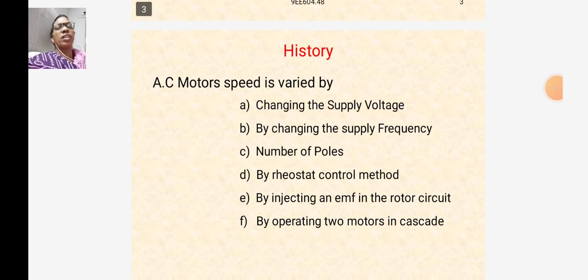So here is some history of AC motors. Speed is varied by changing the supply voltage. We can vary the speed by changing the supply voltage, by changing the supply frequency, by changing the number of poles, by rheostat control method, by injecting an EMF in the rotor circuit, and by operating two motors in cascade. So, we use these types of variations to control the speed.